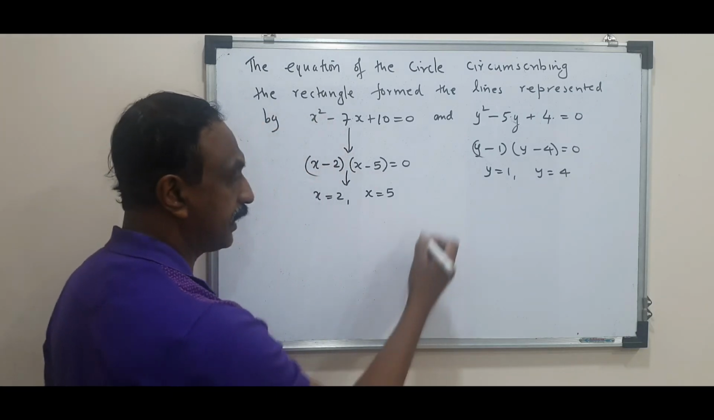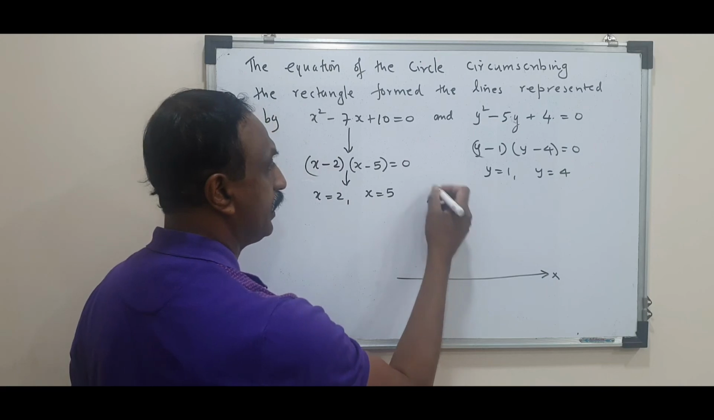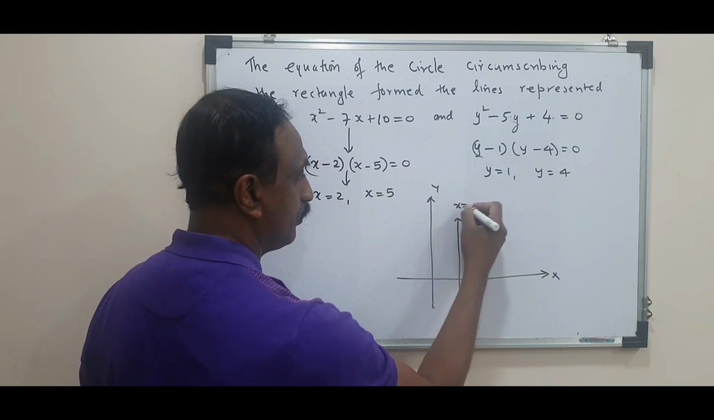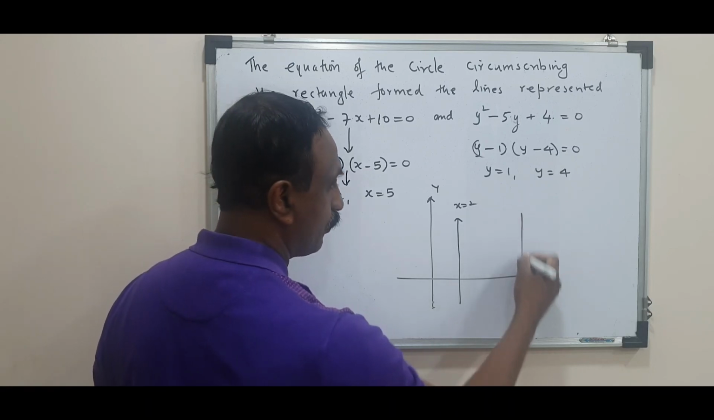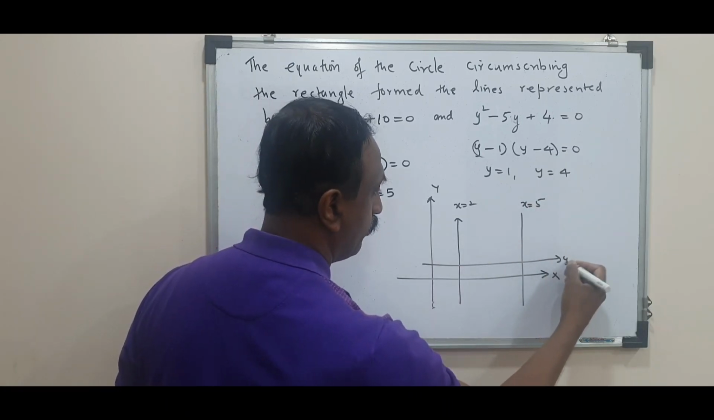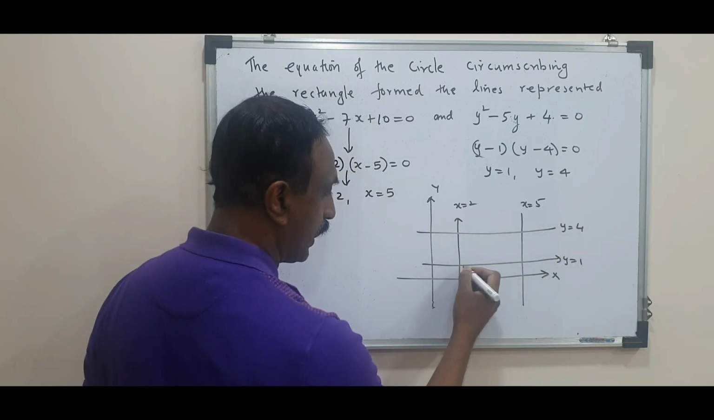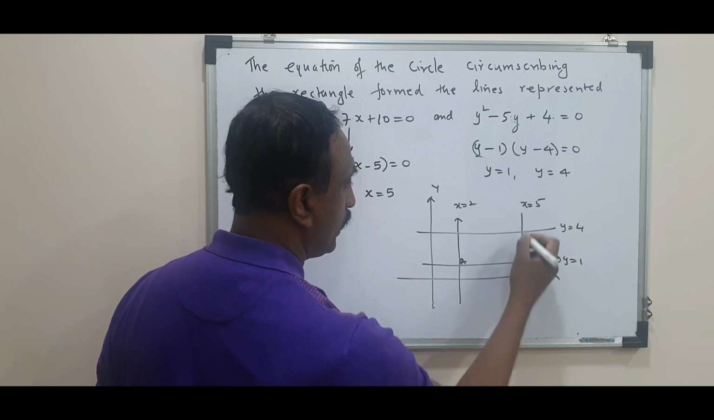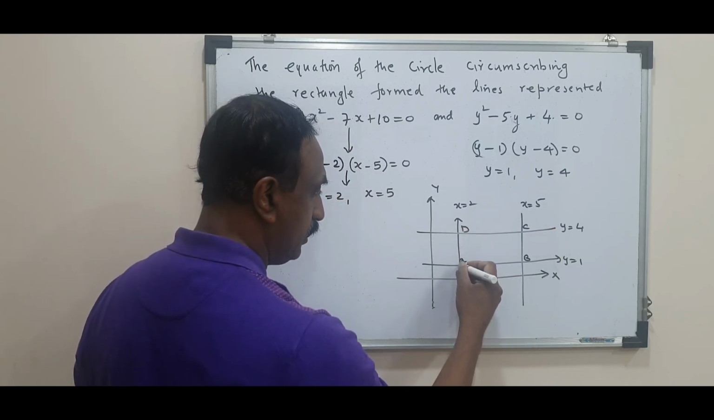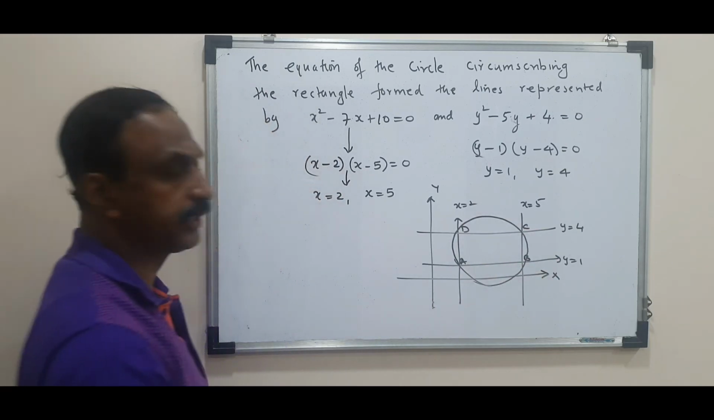So let's draw and see. Let's imagine this is the line x equals 2, this is the line x equals 5, this is the line y equals 1, and this is the line y equals 4. So you get rectangle A, B, C, D. Now we have a circle which is passing through these points. We can imagine this to be the circle.